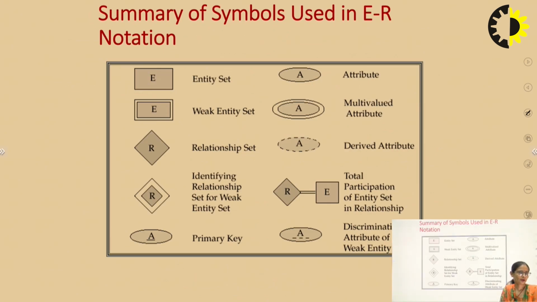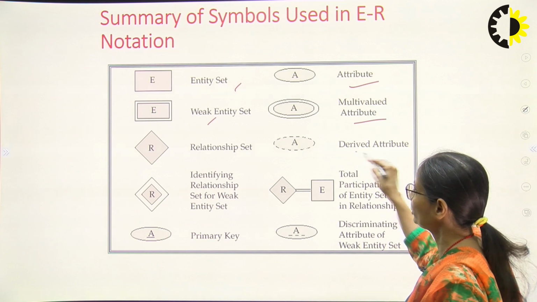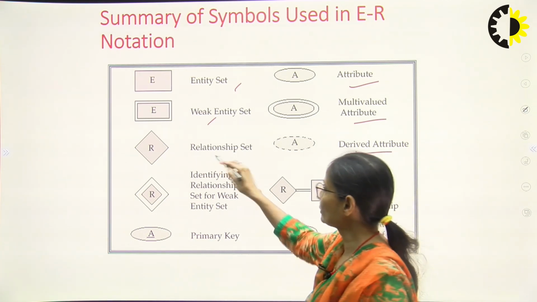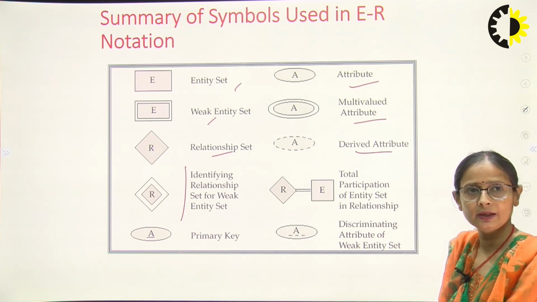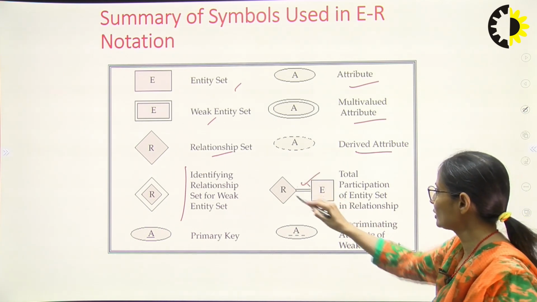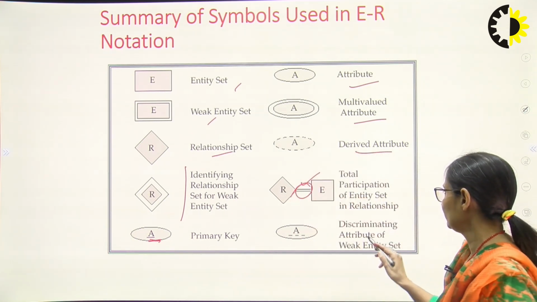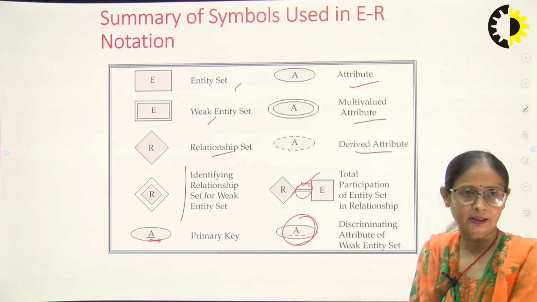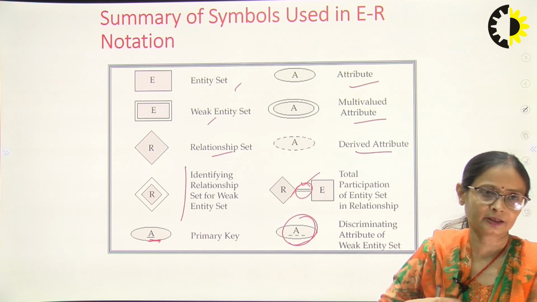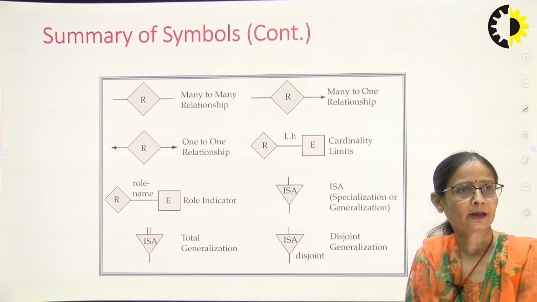So this is a summary of the symbols: entity set, weak entity set, attributes, multi-valued attributes, derived attribute. This is a relationship for showing the relationship between the strong and weak entity set. Then the double line for total participation, the underlining for the primary key, and the discriminating attribute of the weak entity set. If we have weak entities in a weak entity set with a primary key, then we always show it with the help of a dotted line.